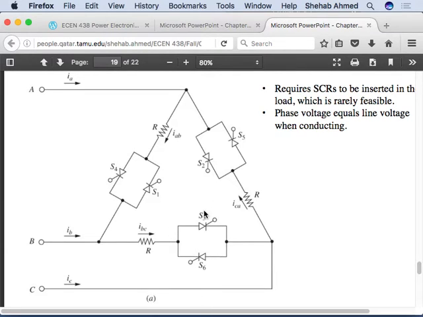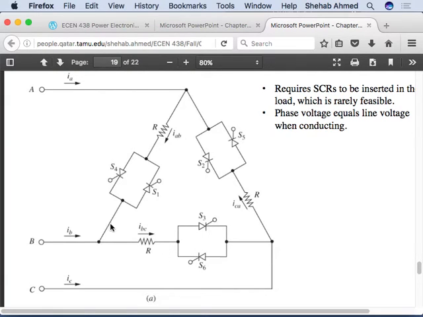In this case, if they were all diodes, what is the voltage across this resistor? I don't want to call it phase A because it's a phase AB, I would say. What would be the voltage across this resistor if all of the devices were diodes? Exactly, it would be the line voltage VAB. And same thing on this one, and this one. So I will be applying the line voltages on the loads, correct?